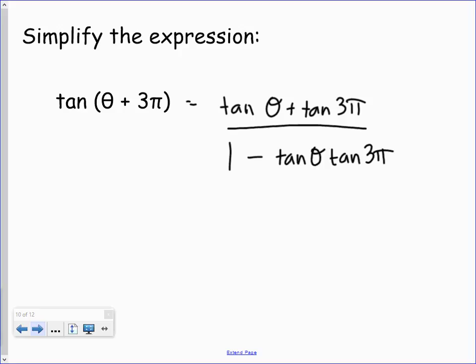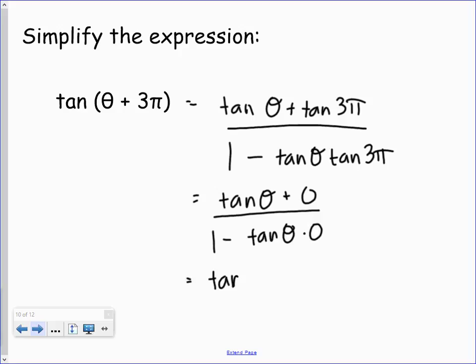And then just like before, evaluate whatever you can. 3 pi is coterminal to what angle on the unit circle? Pi, which is over at 180 degrees, negative 1 comma 0. So the tangent for that is 0. Okay, so I'd be doing the tangent of theta plus 0 over 1 minus the tangent of theta times 0. So that's really just the tangent of theta over 1, or tangent theta.